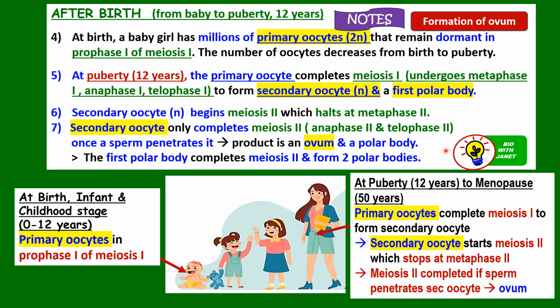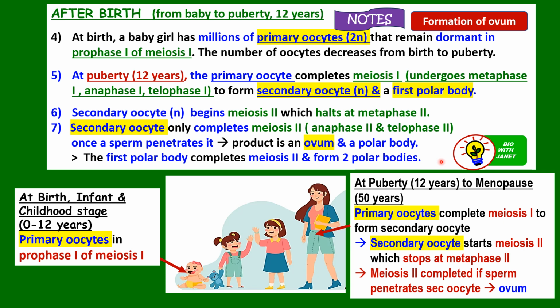The secondary oocyte will only complete meiosis 2, that means it will carry on with anaphase 2 and telophase 2, once a sperm penetrates it in the fallopian tube. Okay, this occurs in the fallopian tube, and the product will be an ovum and a polar body. And then this will be followed by fertilization, where the nucleus of the sperm will fuse with the nucleus of the ovum in order to form the zygote.